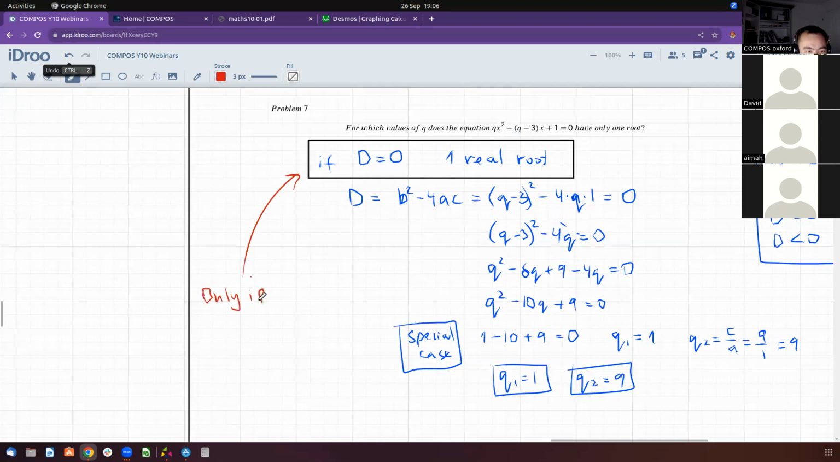This is only if the equation is quadratic. What if it isn't? Well, if q is 0, then the equation is not quadratic.